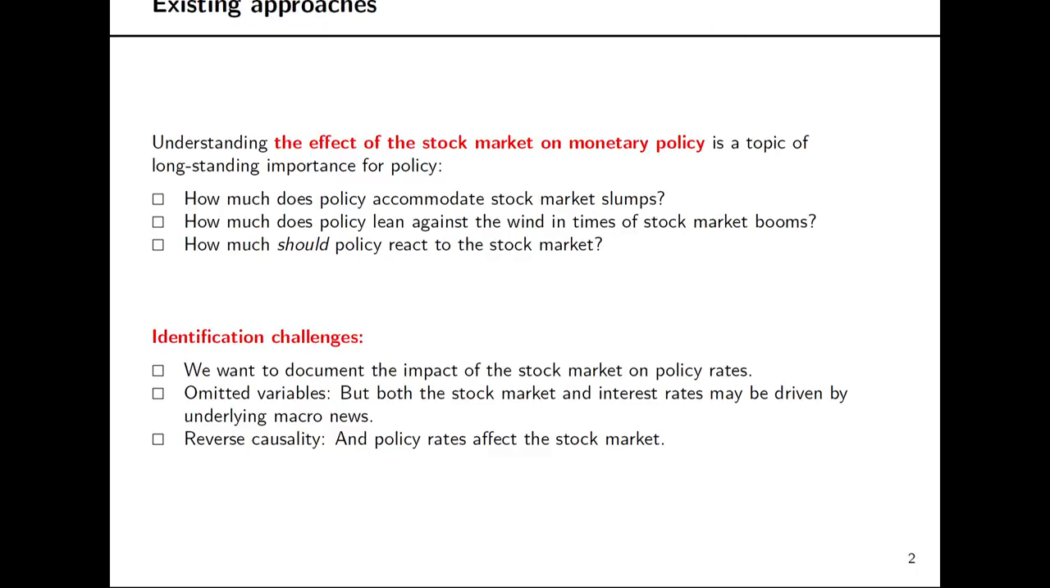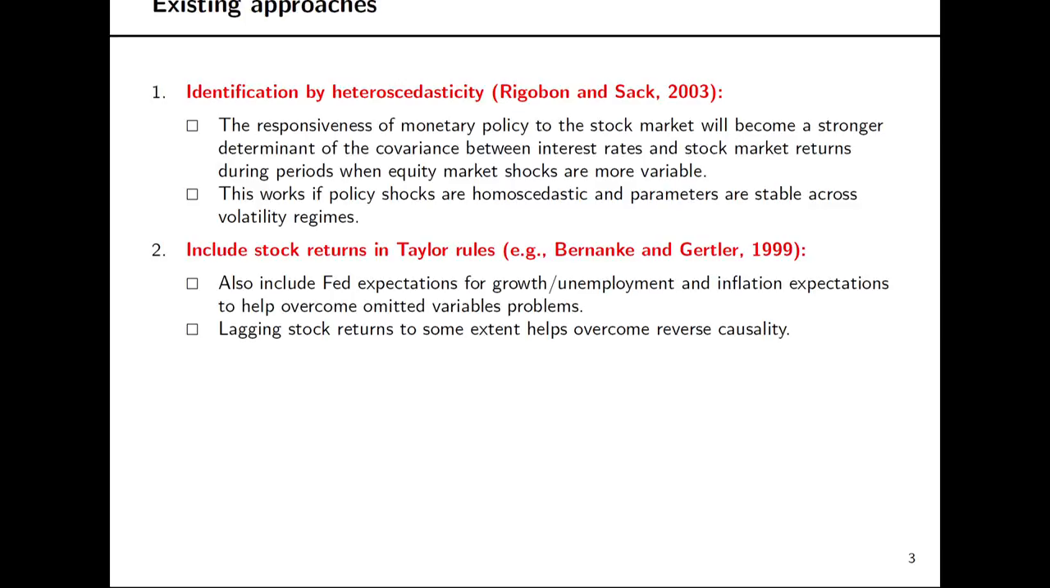The way that people have addressed this in the literature is a very clever identification by heteroskedasticity approach that Rigobon and Sack have promoted, which is essentially, if you think again about a demand and supply diagram, if you can get one of the curves to move around a lot, then you can identify the slope of the other one. So they say whenever the stock market is very volatile, that changes the covariance between the stock market and interest rates in a way that allows you to identify how much the central bank reacts to the stock market. This works well if the policy shocks are homoskedastic, so that it's only the stock market volatility that changes over time and parameters are stable across regimes.